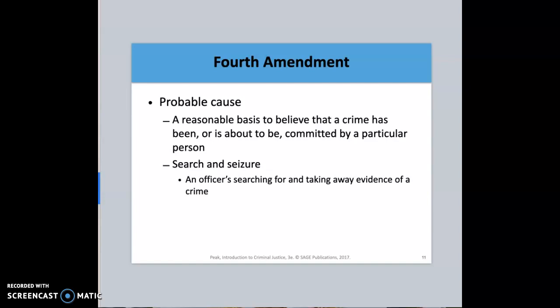It also applies to searching, whether it is more likely than not that the item you're going to seize is going to be found inside a particular residence, for example. Search and seizure is an officer searching for and taking away evidence from a crime. So if I take something, I'm seizing something. In order for me to search for and seize something, I would have to have probable cause or one of the exceptions, which we'll talk about in just a little bit.